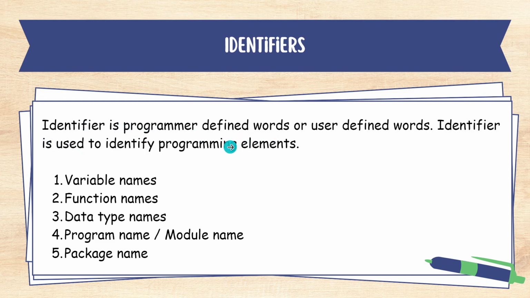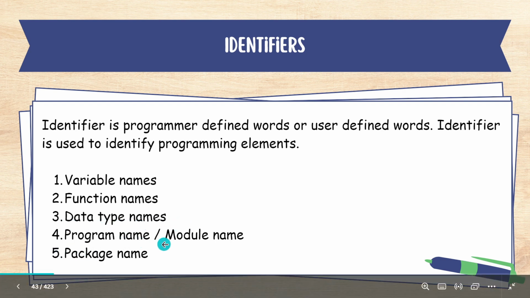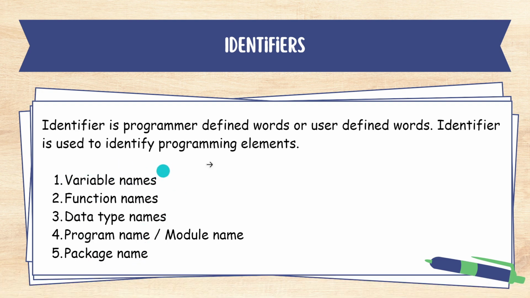Whatever name we define for our variable, our function, data type name, program name, module name, or package name, these are all known as identifiers, not limited to variables. So programmer defined words or user defined words, an identifier is used to identify a programming element.